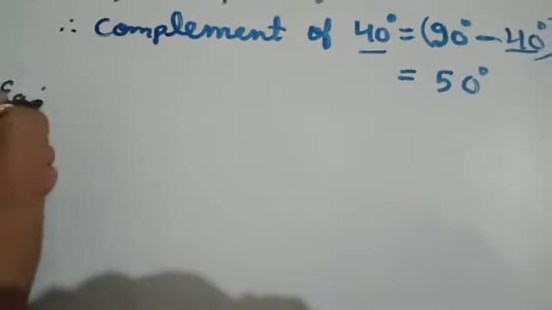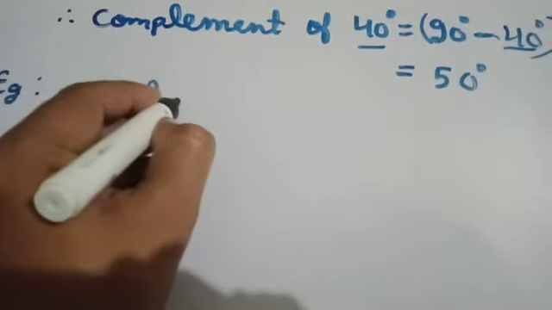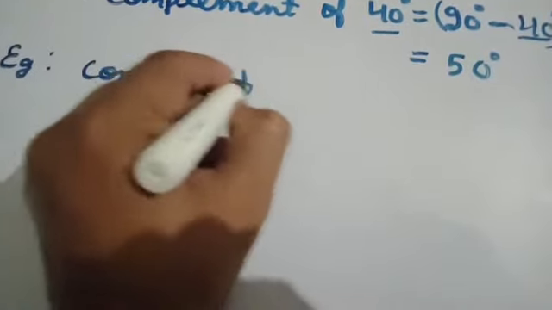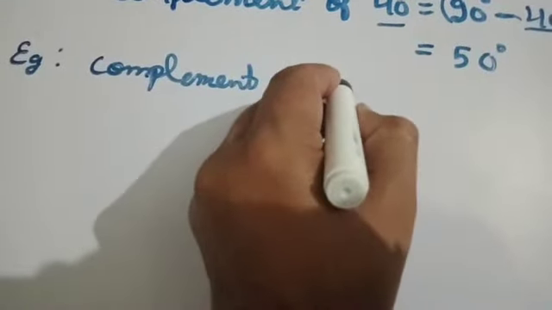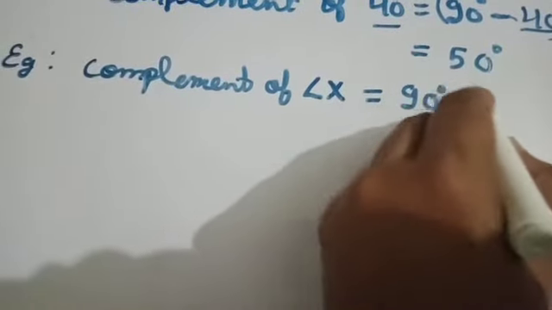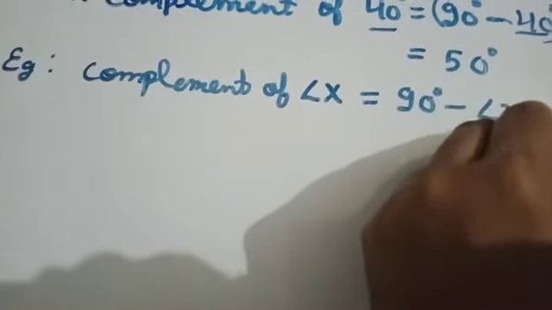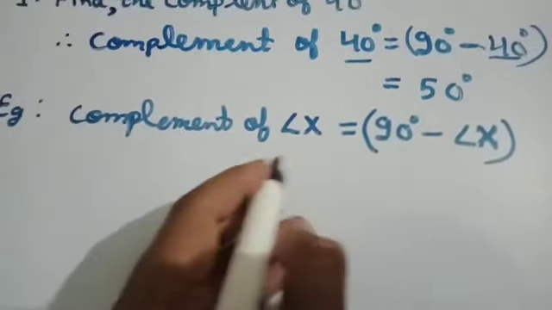Second example: complement of angle X is 90 degree minus angle X. This is the complement.